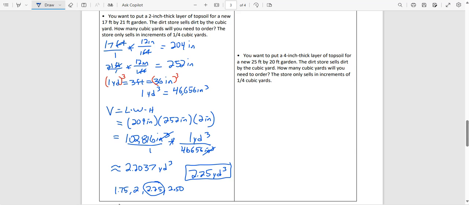Okay, go ahead and work the problem on the right and see what you come up with. So you should have gotten 6.173, and then you would go up to 6.25 cubic yards for how many you would order. All right, great.